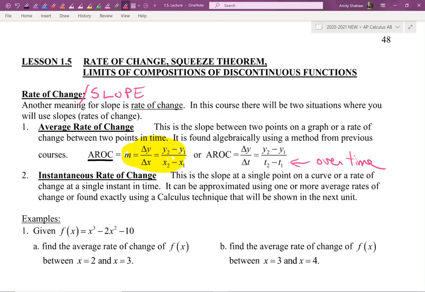Now, instantaneous rate of change is also the same thing as the derivative, and we are not covering that this chapter. Derivative, that's in the next unit. So we're going to touch on the concept briefly here. We're going to basically be calculating some average rates of change, and then we're going to sort of compare it to being an instantaneous rate of change.